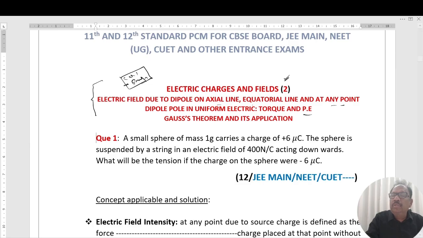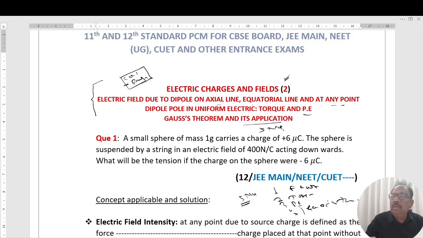Gauss theorem and its application. In this case, I am going to discuss 5 numerical questions. One on force due to electric field and weight balancing. Second, torque. Third, potential energy. Fourth and fifth, Gauss theorem.